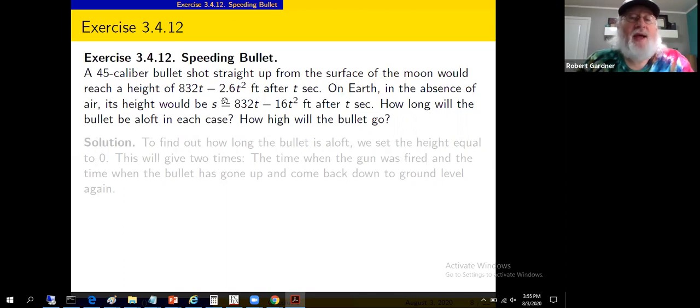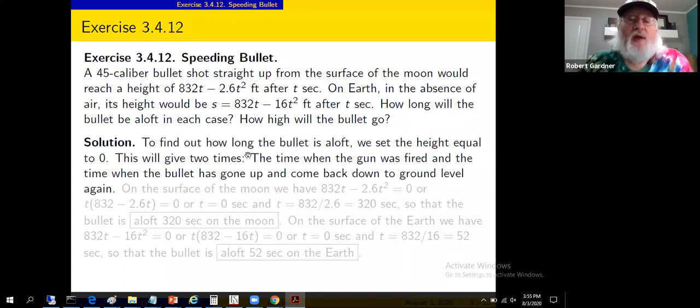So similar formats for the heights, only difference is these coefficients of t squared, and we'll see why that's the case shortly. Question is, how long will the bullet be aloft on the moon and on the Earth in each case, and how high will the bullet go?